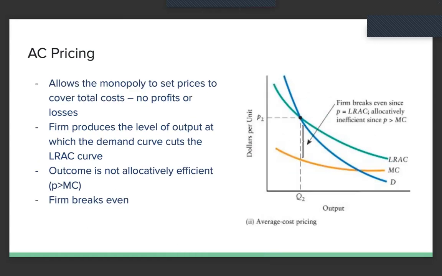However, if we opt for average cost pricing, where the price is set at the intersection of the demand curve and the average cost instead, there are no losses or profits. The firm produces at the level of output at which the demand curve intersects the long run average cost curve. But the outcome is not allocatively efficient because the price at this point is higher than the marginal cost. But the firm breaks even at point P2.